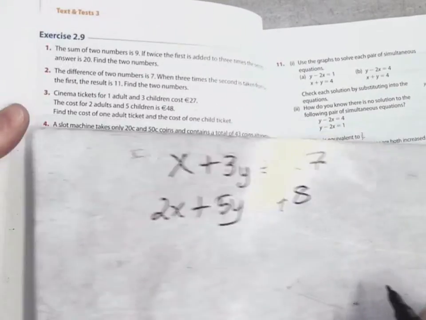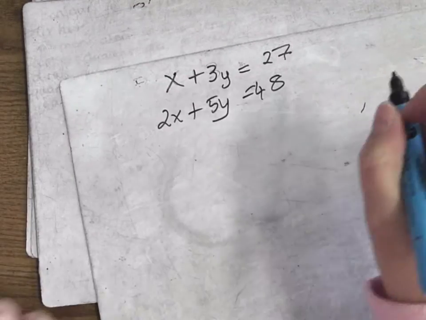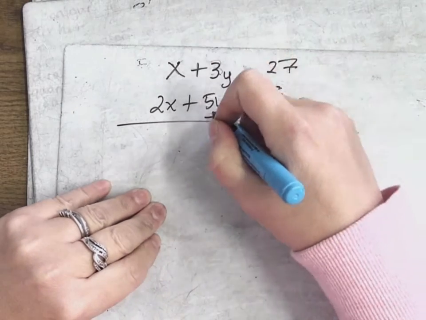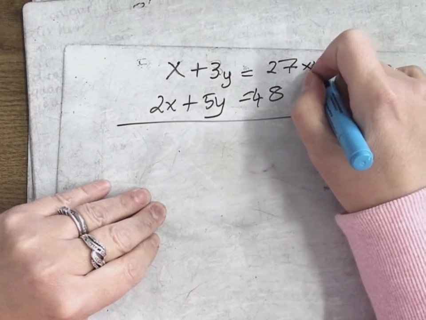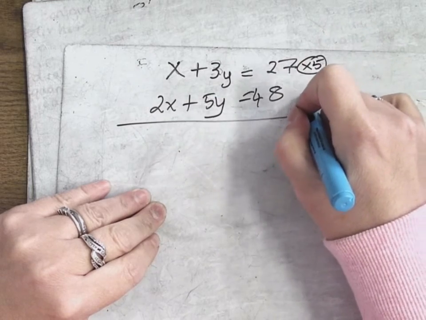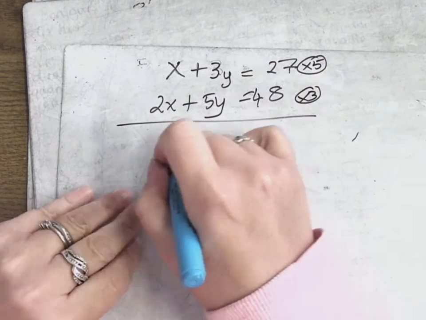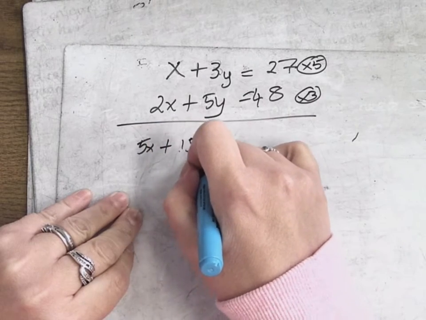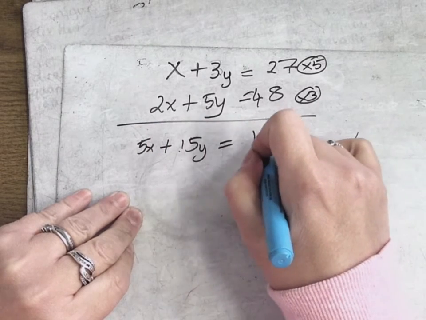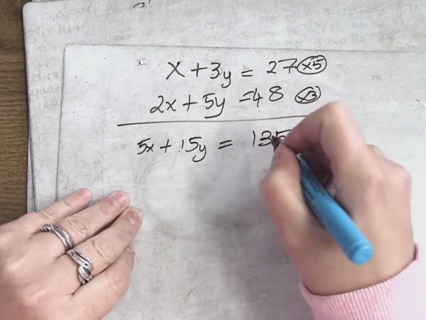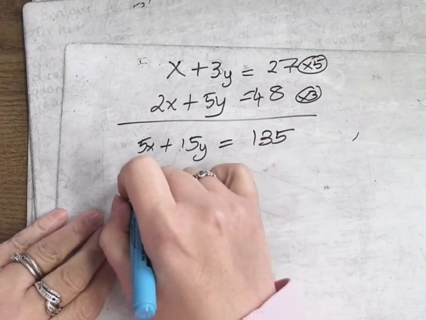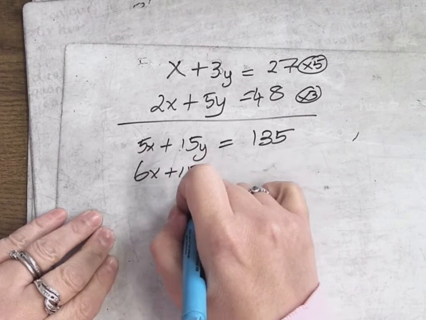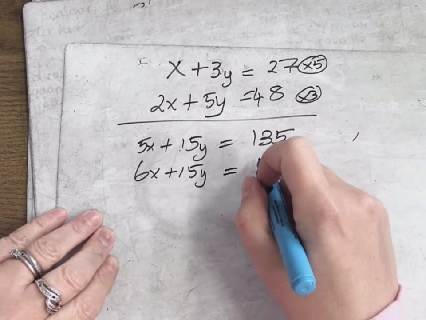Okay? So here I am. That's a 3, that's a 5. So that means multiply top line by 5 and the second line by 3. So that would be 5x plus 15y equals 135. Is that right? It is, yeah. 6x plus 15y equals 144.